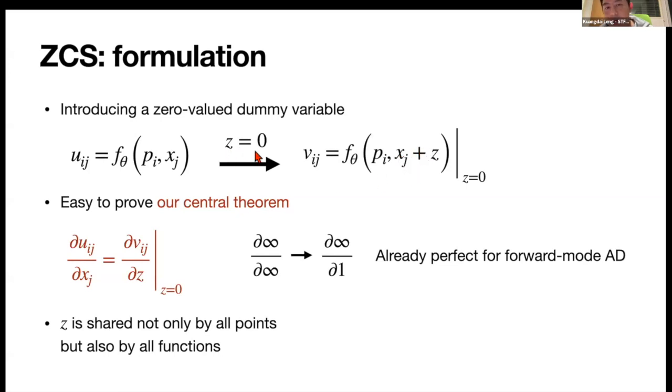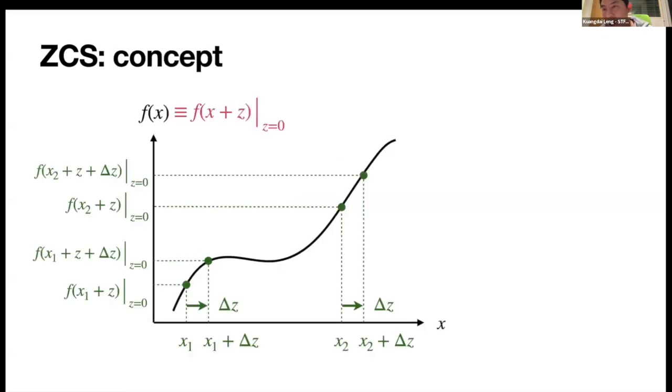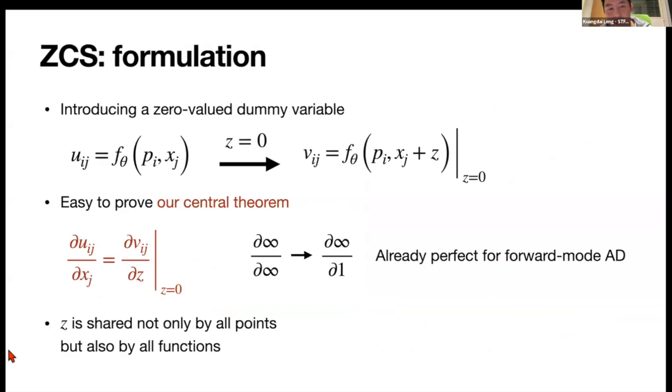Because z is 0, here u_ij and v_ij are actually the same. Their values are the same. So it is easy to prove our central theorem: the derivative of u_ij with respect to x_j equals the derivative of v_ij with respect to z evaluated at z equals 0. So the concept is exactly the same here, right? But this theorem is very easy to prove.